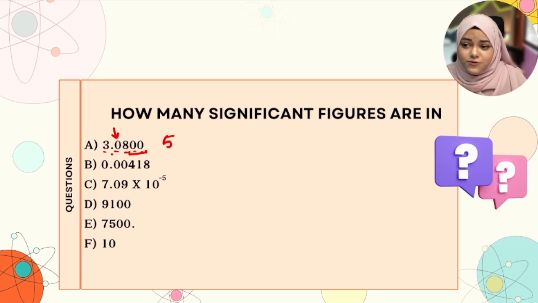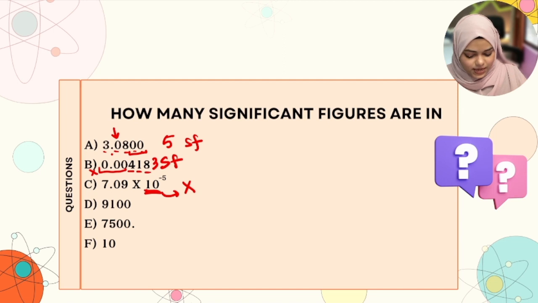Number B, the zeros in the beginning. We know zeros in the beginning of normal numbers are not significant. So these are not significant, and we only have 3 significant figures. C, that's a good question, right? If we have a multiplier of 10 to the power of whatever, these are never counted in the significant figures. So we're going to ignore this and look at this number. We have a zero in the middle, which is significant. So this has just 3 significant figures.